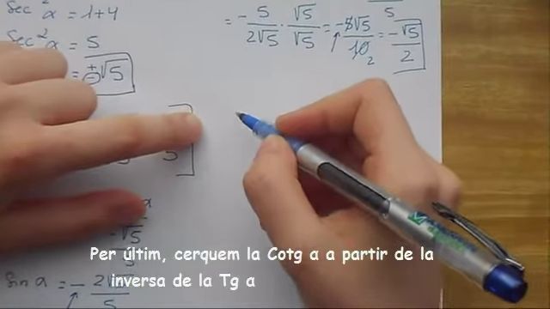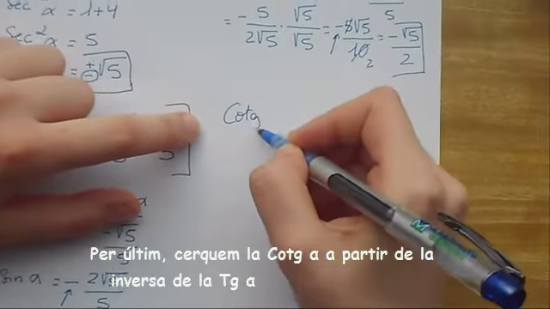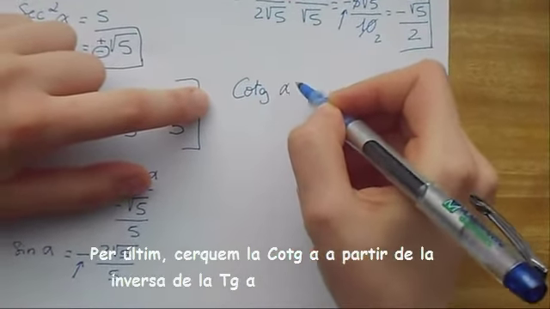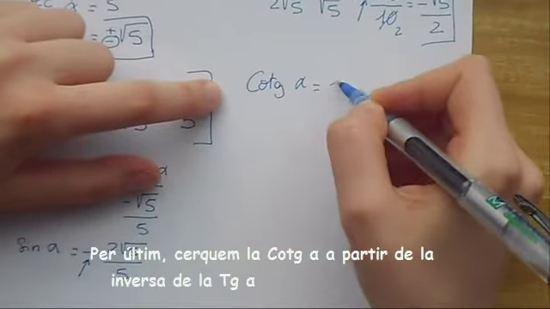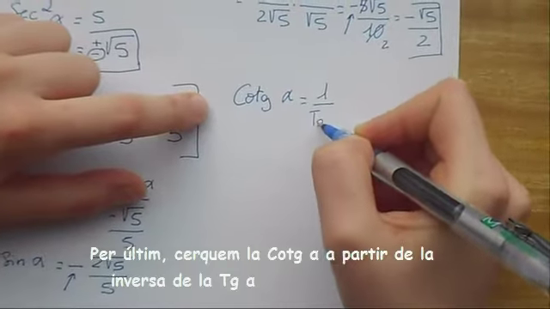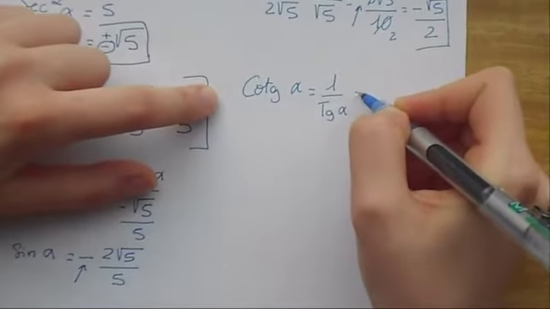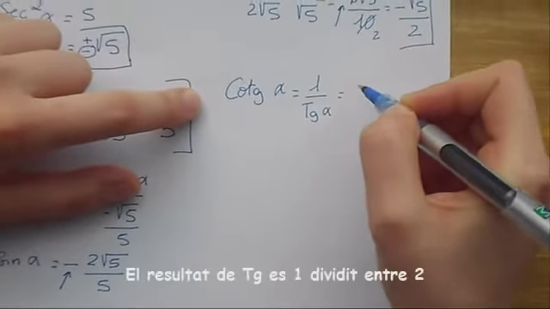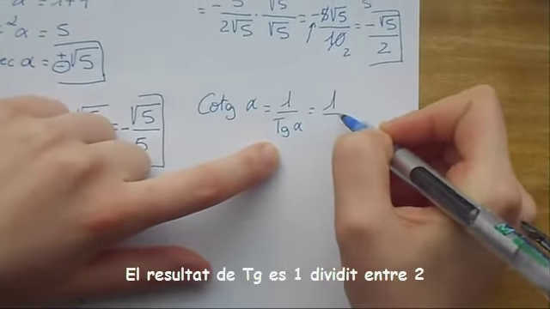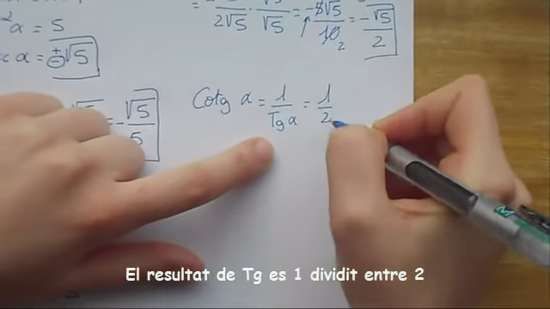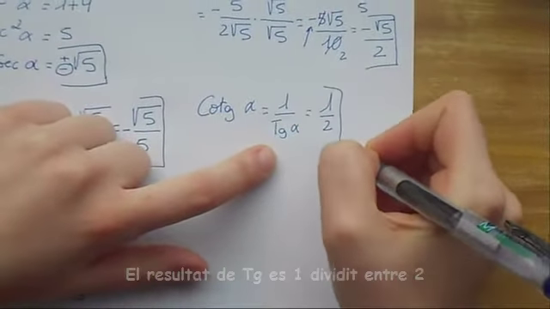Finally, we search for the cotangent of alpha from the inverse of the tangent alpha. The result is, if tangent is 2, 1 divided by 2.